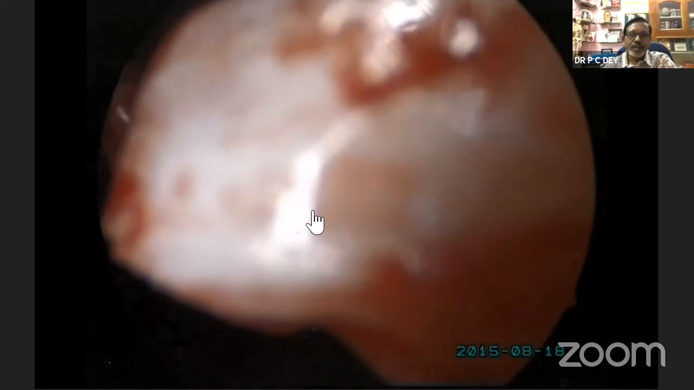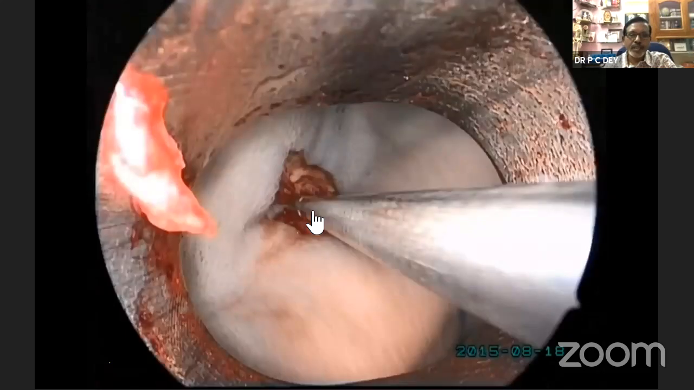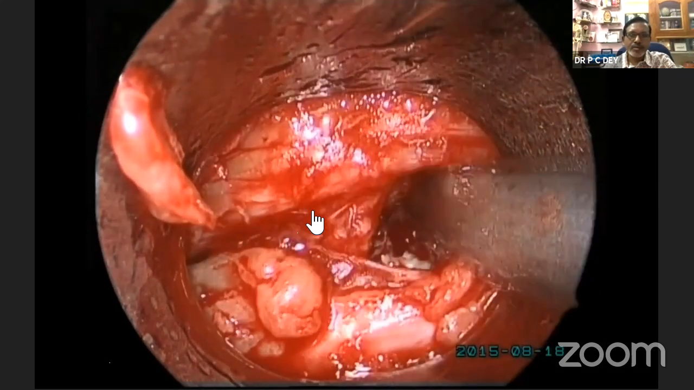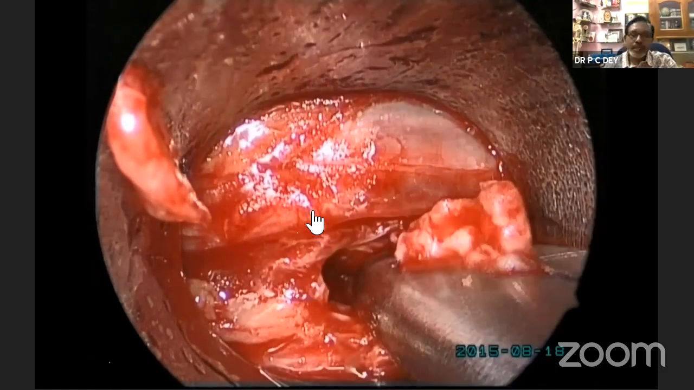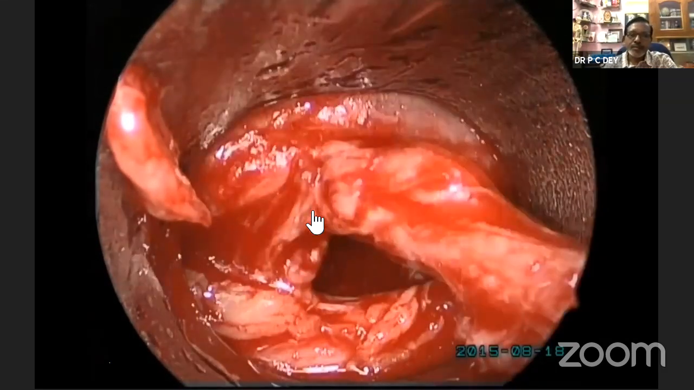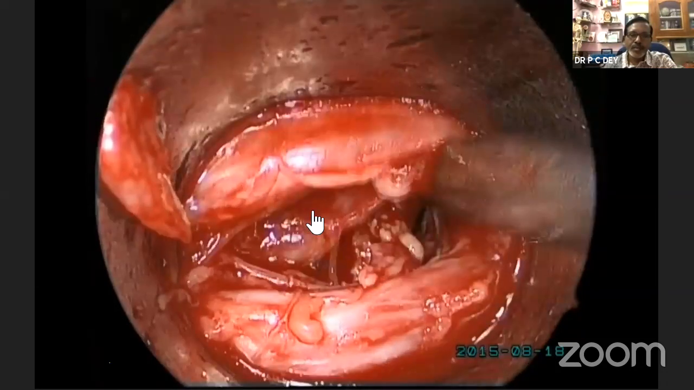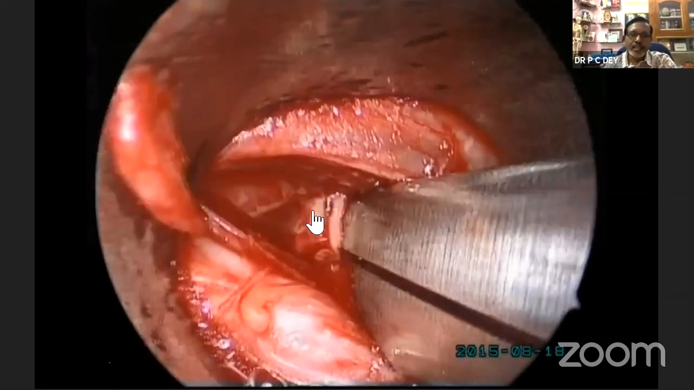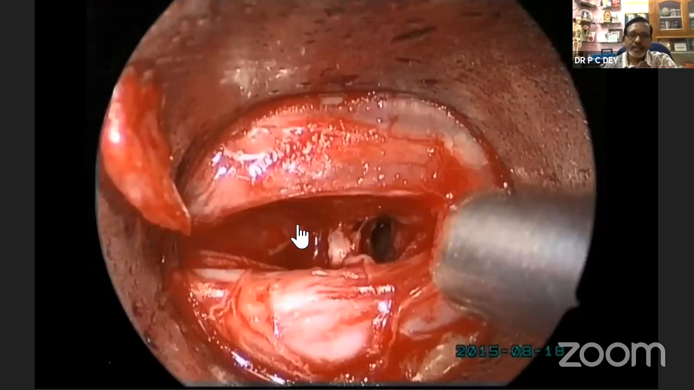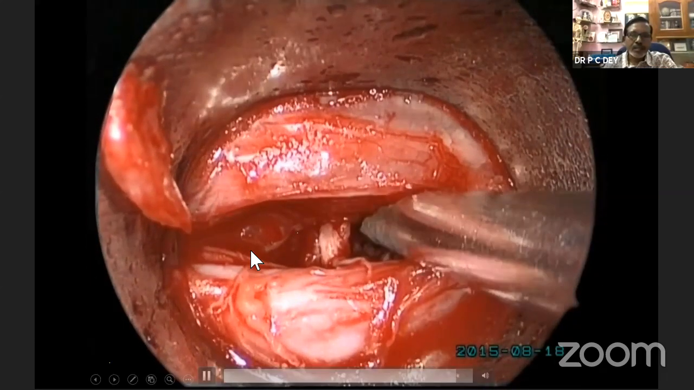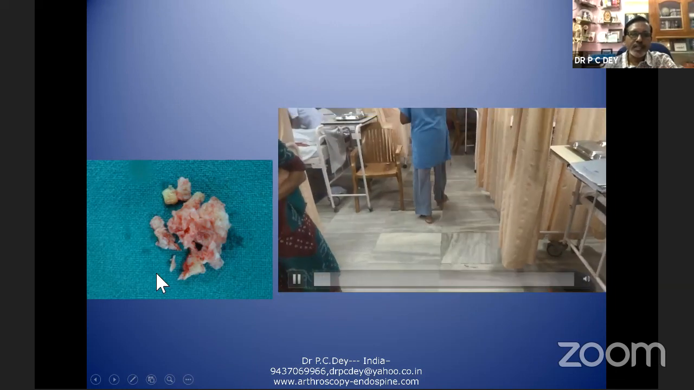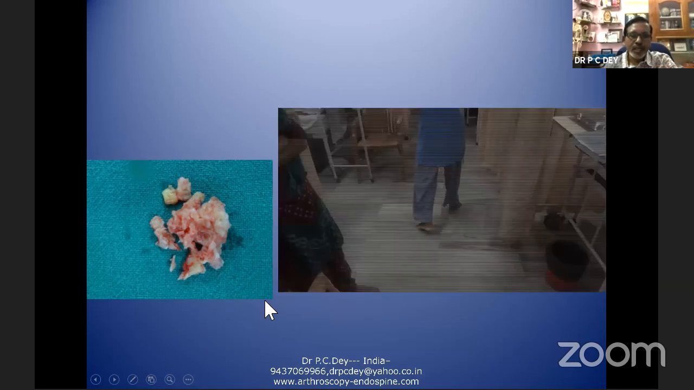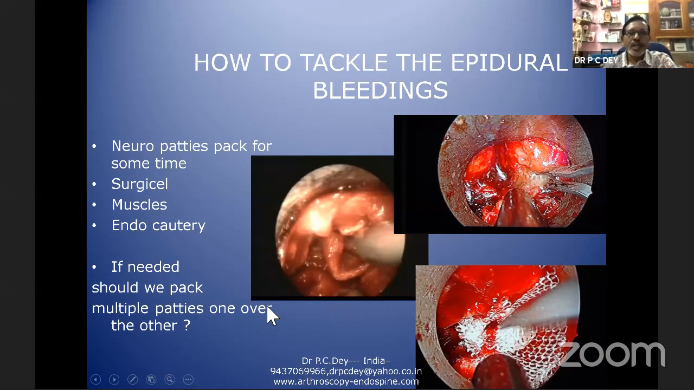After removal of that disc, we searched for any small leftover. Then we went into the disc space to find any soft or free fragment left in the disc space. Then irrigation with normal saline, and this is the end of the surgery. The same patient, four hours after surgery and recovery from anesthesia, is comfortable after removal of a huge amount of disc. This is how we tackle epidural bleeding, maybe with bipolar cautery.